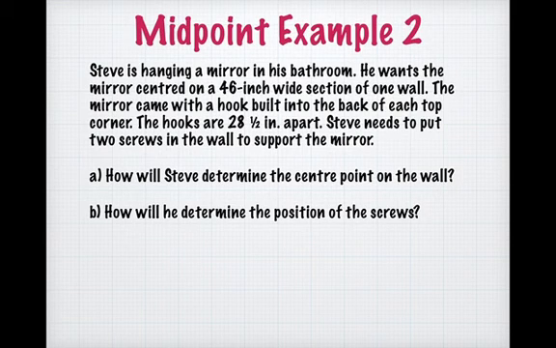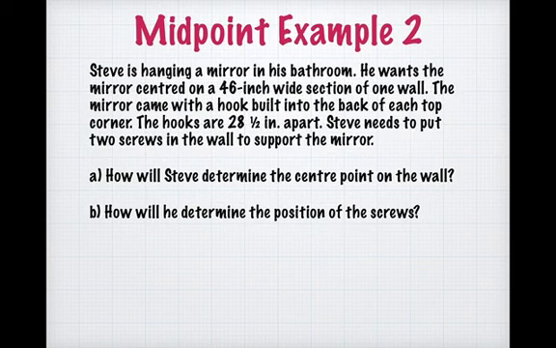This one involves a little bit more thinking, but again, just think it through logically and it all works out. In this case, Steve is hanging a mirror in his bathroom. He wants the mirror centered on a 46-inch wide section of one wall. The mirror came with a hook built into the back of each top corner, and the hooks are 28.5 inches apart. Steve needs to put 2 screws in the wall to support the mirror. How will Steve determine the center point of the wall, and how will he determine the position of the screws?